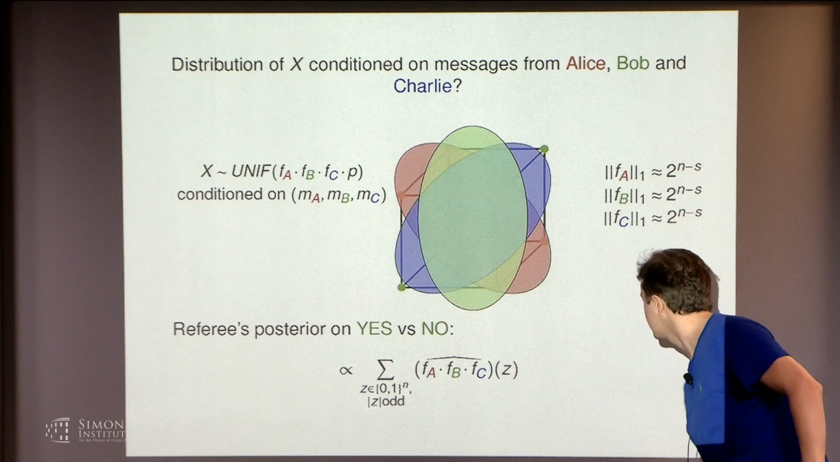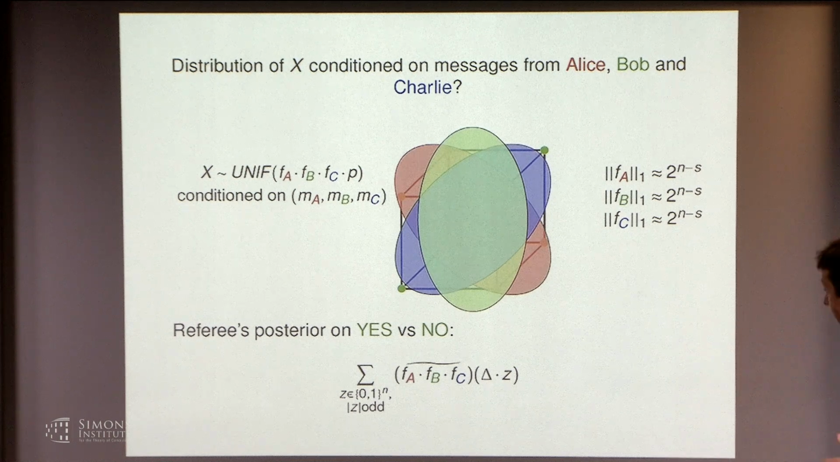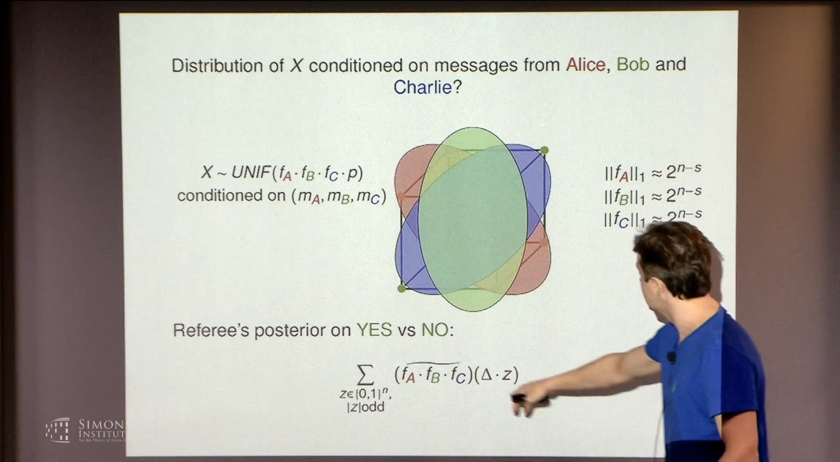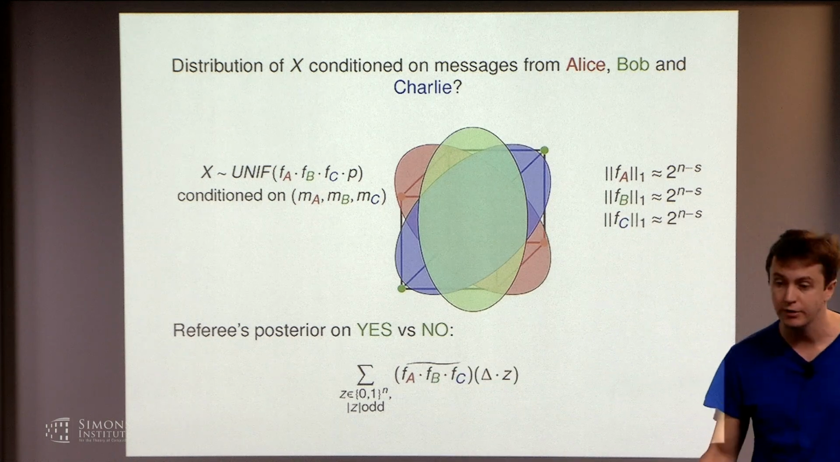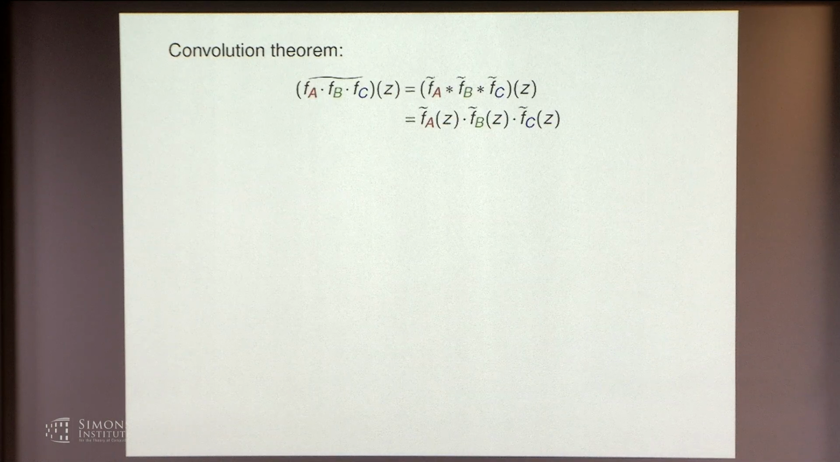So there should be a triangle here, here, like this. Good. So this is where the Fourier analysis comes in. So it turns out that one needs to understand the sum of Fourier coefficients over triangles of a product of A, B, and C. How does one do that? Well, this is where the convolution theorem in Fourier analysis comes in.